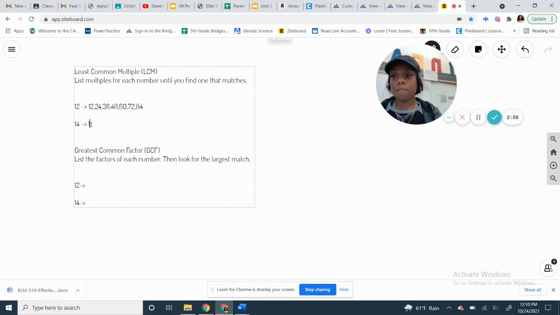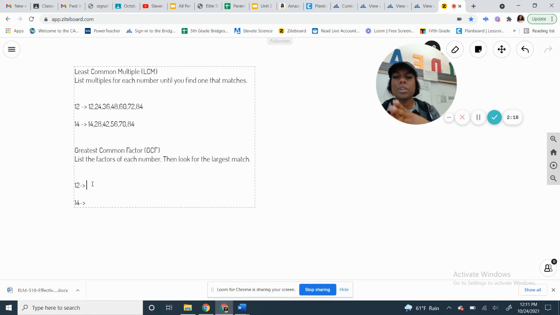Same thing. 14, what is 14 times 2? You can also go 14 plus 14, right? Which will be 28. Same thing here. If you don't know 14 times 3, you can go 28 plus 14, which is 42, 56, 70, 84. Okay, look, we found our LCM, which is 84. And I will circle it in a moment. But now what I want to do is come down here to the greatest common factor.